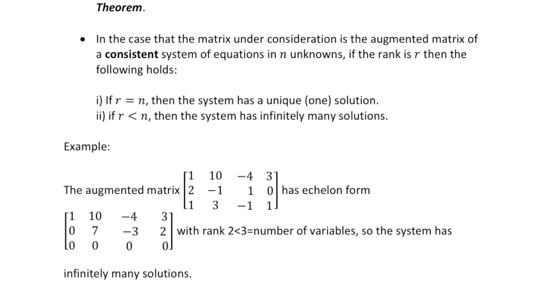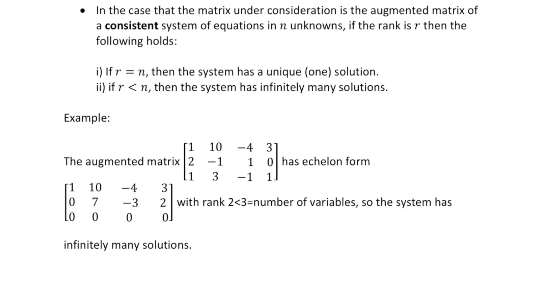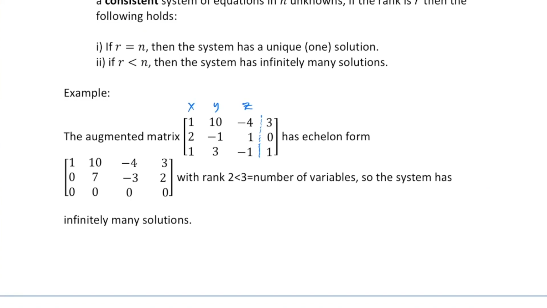All right, let's take a quick example here. Suppose I have the following 3 by 4 matrix that is actually an augmented matrix. So what I would imagine doing here, I'd have my dashed line or my separator right there, and maybe label the first 3 columns x, y, z, and you could imagine what the 3 linear equations corresponding to this augmented matrix are. It'd be easy to find. Now it has echelon form given by 1, 10, negative 4, and then 3, 0, negative 3, 2, and then zeros for the last row.